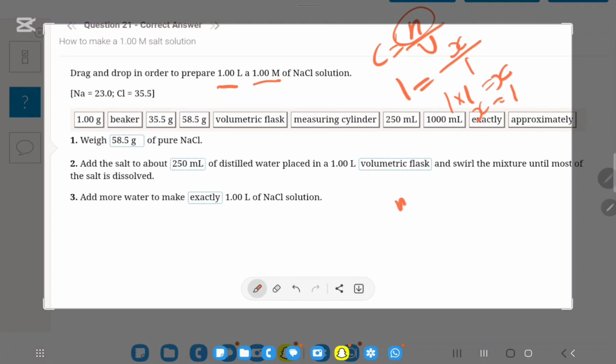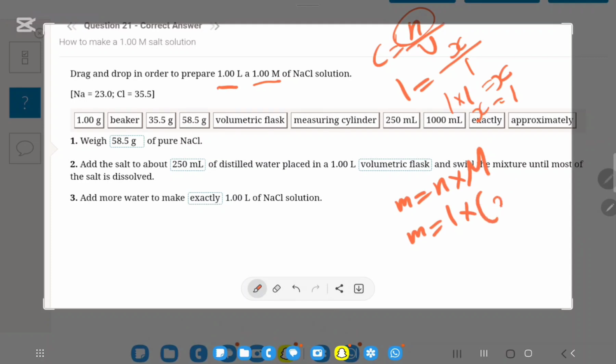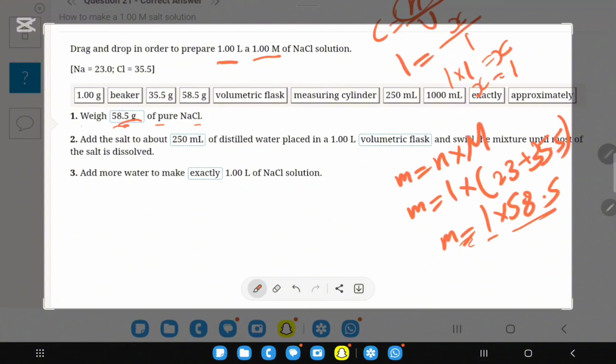And we get mass is moles times molar mass. Moles is 1 times the molar mass of NaCl, 23 plus 35.5. We get mass is 1 times 58.5, and because it's 1 it stays the same, so weigh 58.5 grams of pure NaCl. And after we know how many grams of solute we should add, we add a little bit of water, we swirl it, and we create a concentrated solution at the bottom for the salt to dissolve fully.